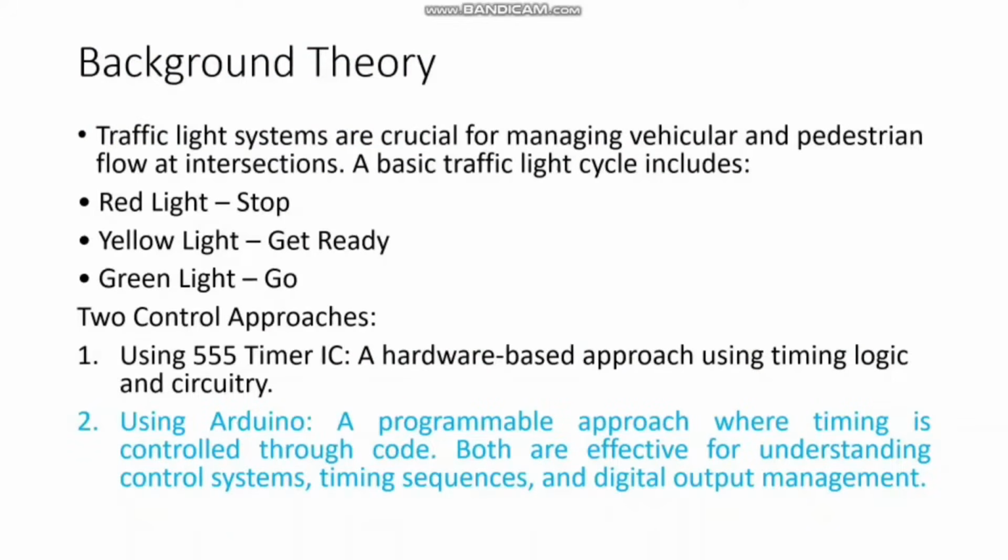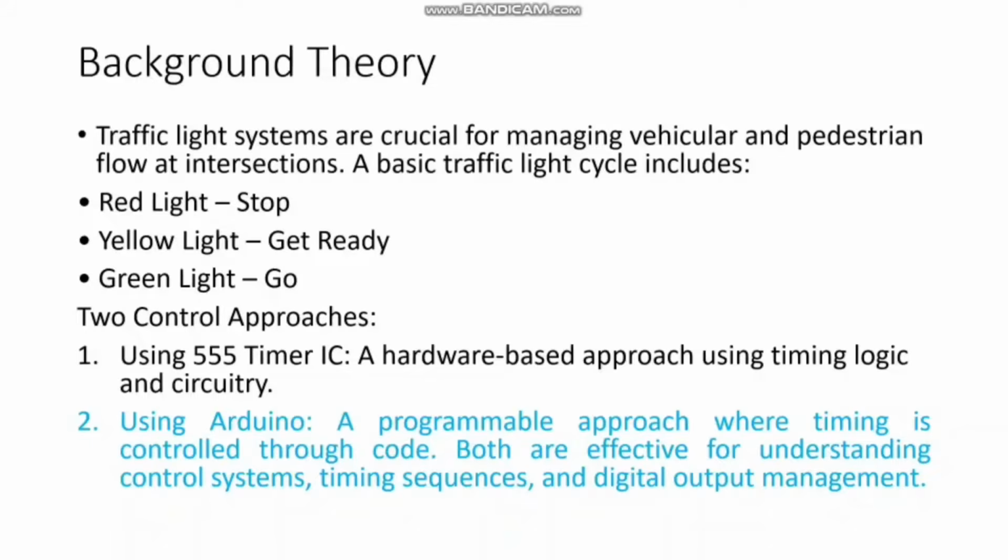And the background theory of this experiment: normally, you know how a traffic light works. Red light indicates stop, yellow light indicates get ready. Normally its timing is given lesser when compared to the remaining two. Then green light means go. Here there is a two-way control approach.